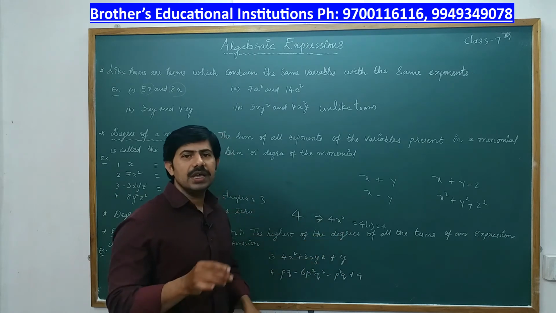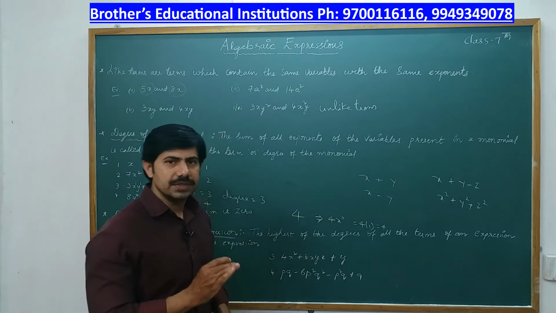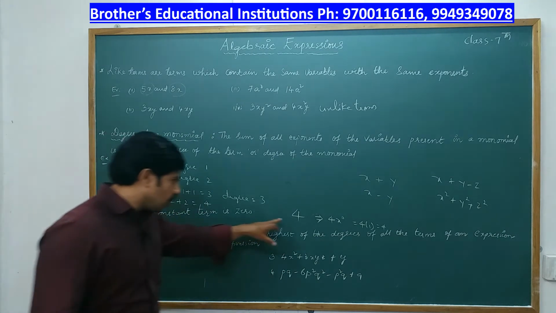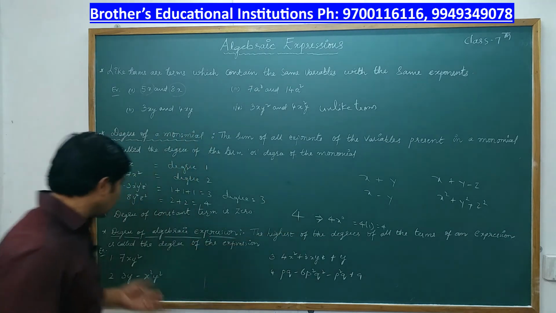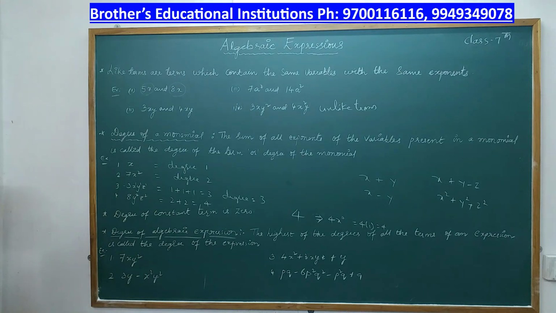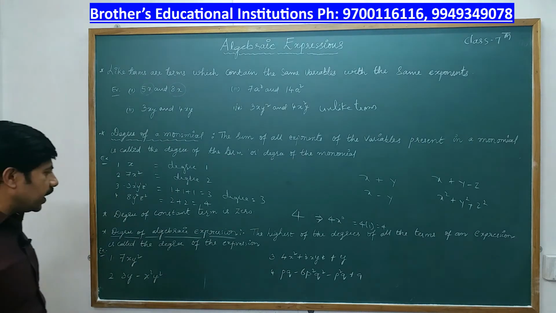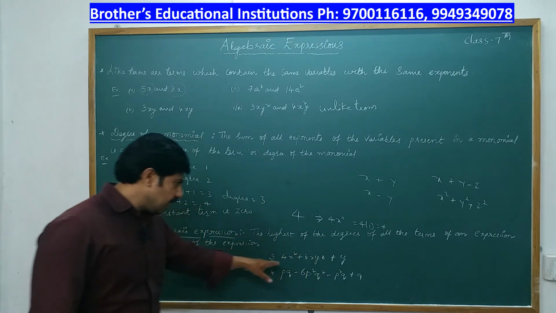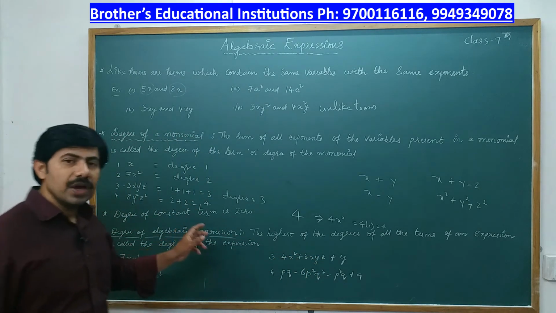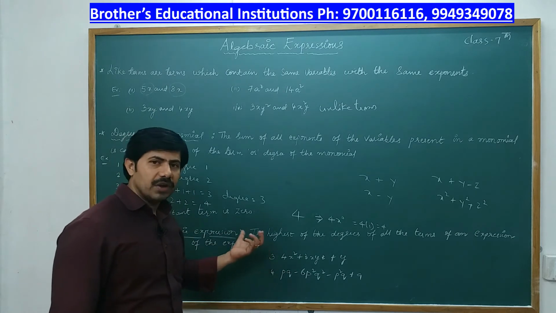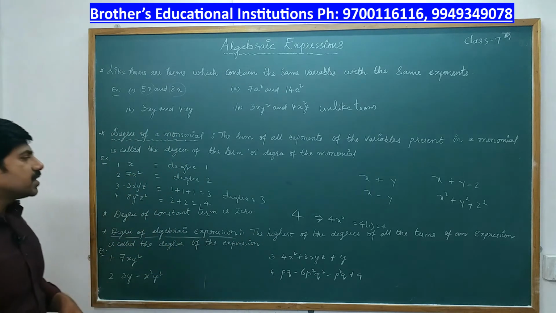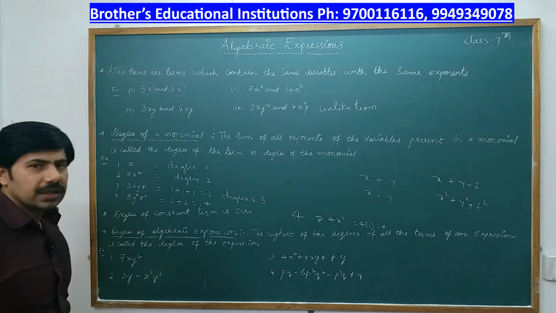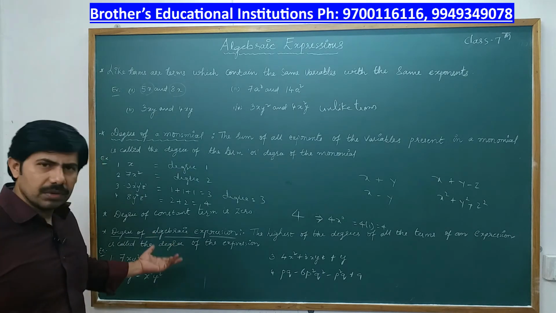We say the degree of a constant is always 0. Next, the degree of an algebraic expression. Whenever you get an algebraic expression like 4x square plus 3xyz plus y square, in these cases we have to see the highest power and write the degree. The highest of the degrees of all the terms of an expression is called the degree of the expression.